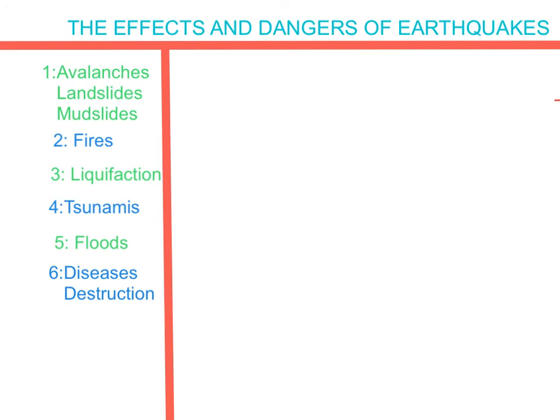Number 5 is floods. So again, landslides can break dams, or the earthquake can break a dam, causing floods. Or the shaking can make the water level rise in the river or a lake, creating floods. Number 6 is diseases and destruction. So dirt and dust can get in your food or water, or you can breathe it in, creating lung diseases, or I don't know, any disease. And then destruction, obviously the earthquake can knock down houses, so can the avalanches and the fires and the liquefaction and the tsunamis and the floods, and yeah.